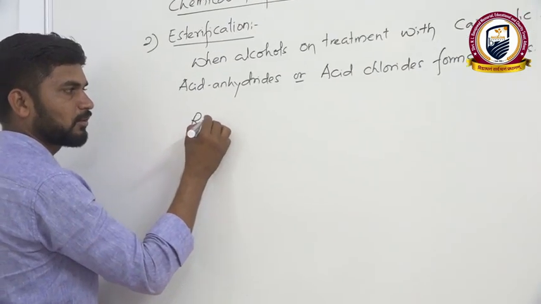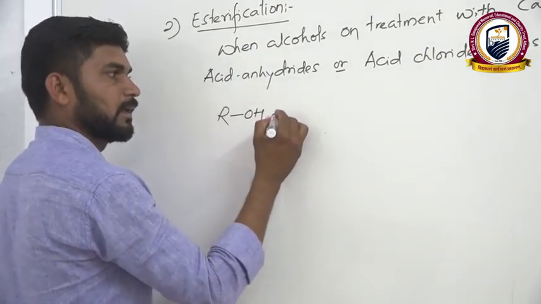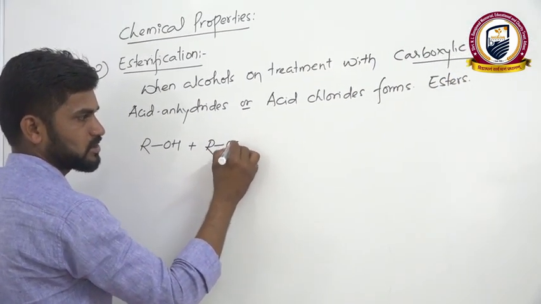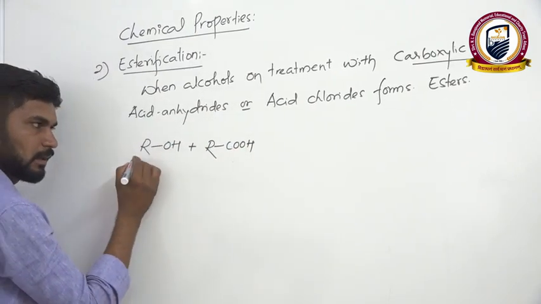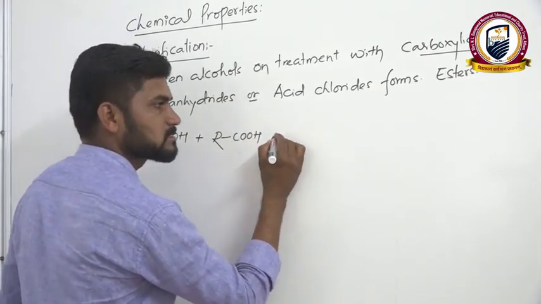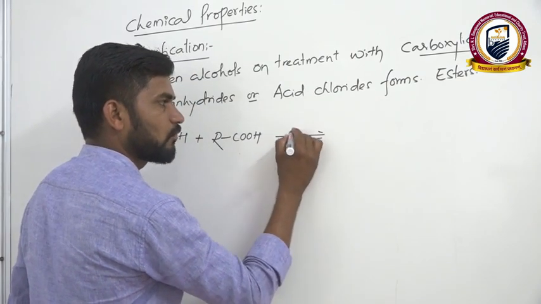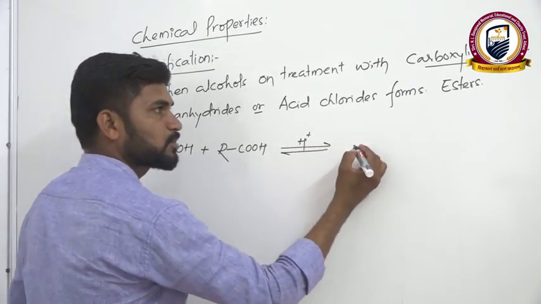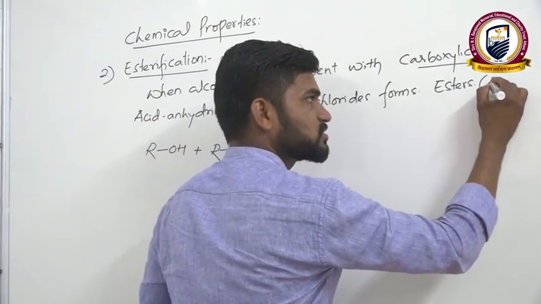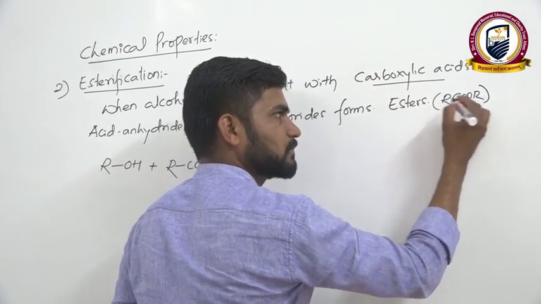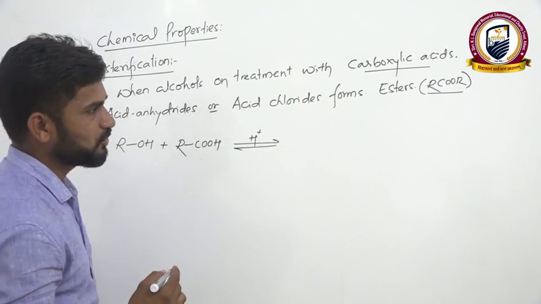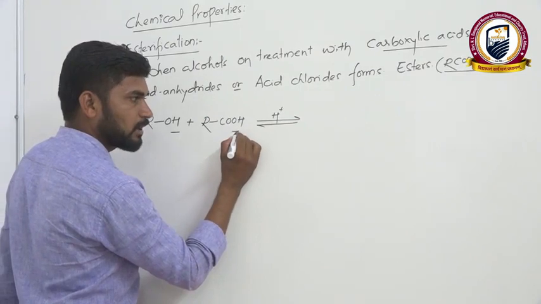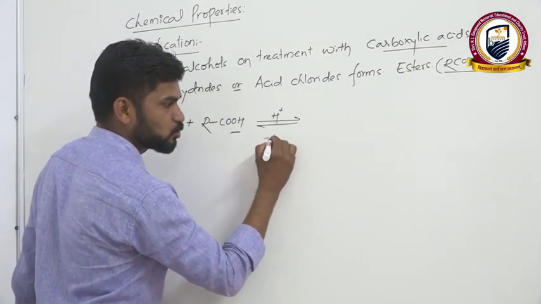The general representation of alcohols is ROH. And the general representation of carboxylic acids is RCOOH. Alcohols on treatment with carboxylic acids in the presence of H2SO4 as a catalyst form esters. The general formula of esters is RCOOR, the general representation of esters. Here, the hydrogen from the alcohol and OH from the carboxylic acid are eliminated as H2O.